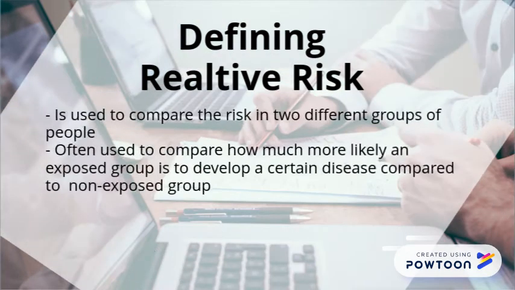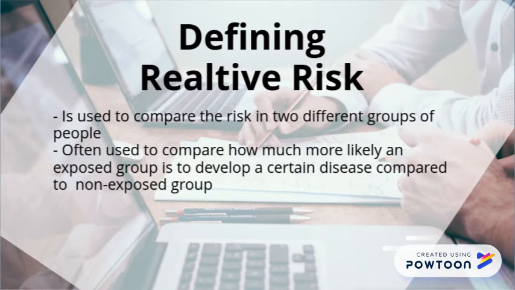Relative risk is used to compare the risk in two different groups of people. For example, the groups could be smokers and non-smokers. All sorts of groups are compared to others in medical research to see if belonging to a group increases or decreases your risk of developing certain diseases. For example, research has shown that smokers have a higher risk of developing heart disease as compared to non-smokers.